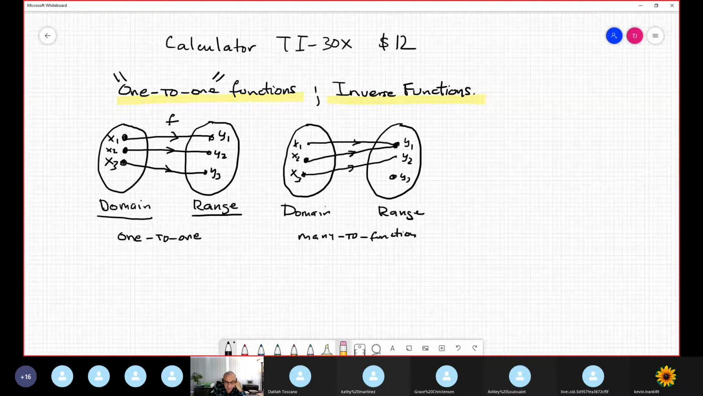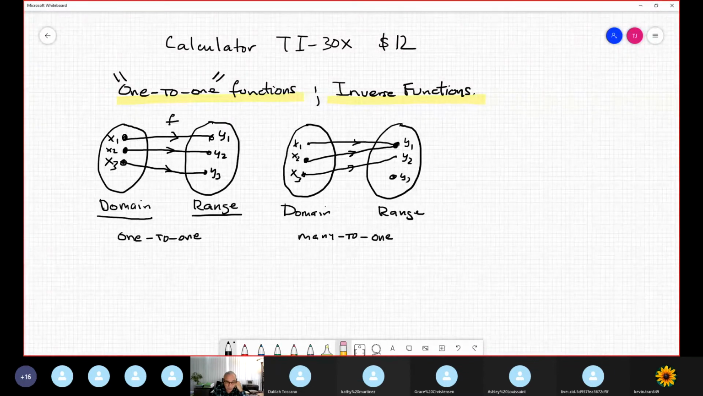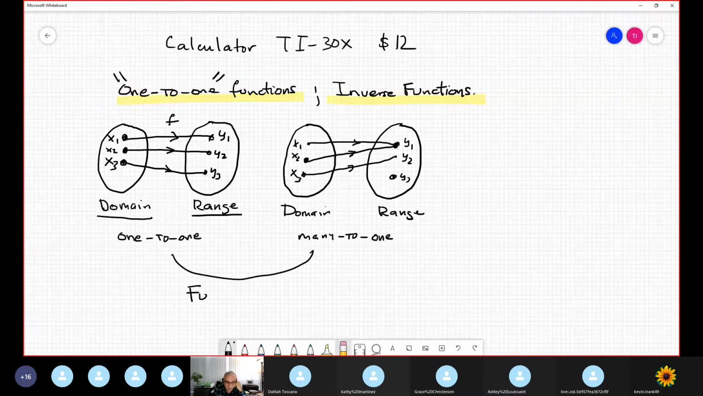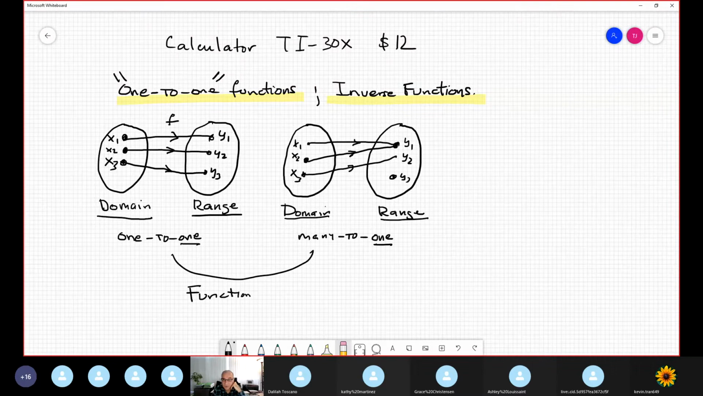And this is possible. There is no violation. This is also a function, both are functions, because the definition of the function says that you associate only one. So this is the important word, one. What is the violation for a function? Well, the violation is when you have this situation. It's not a function.